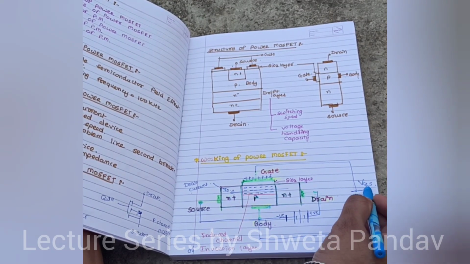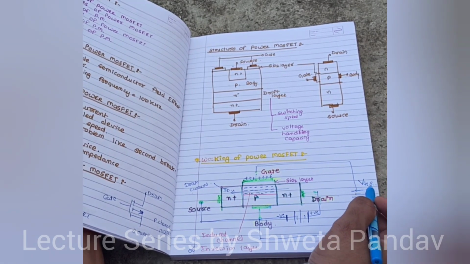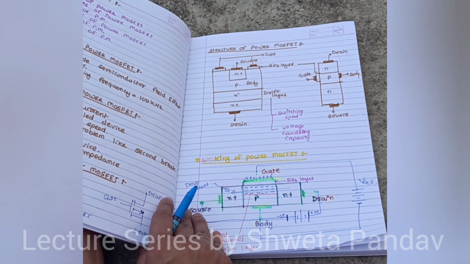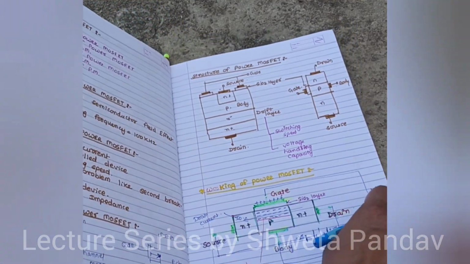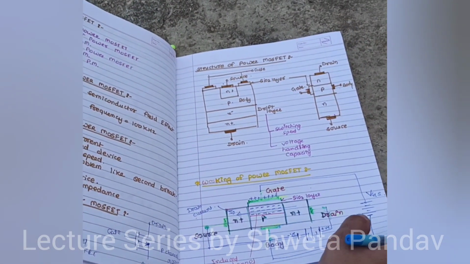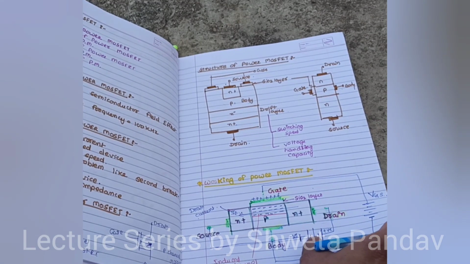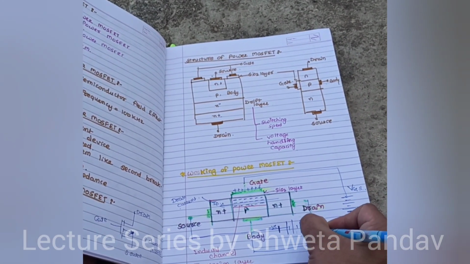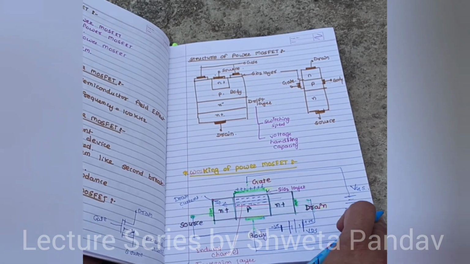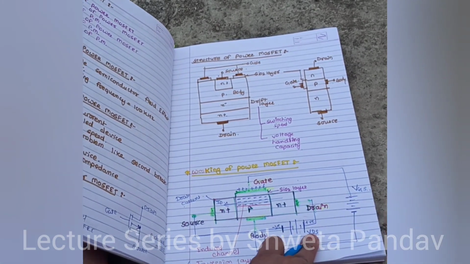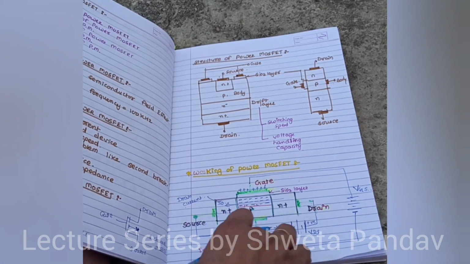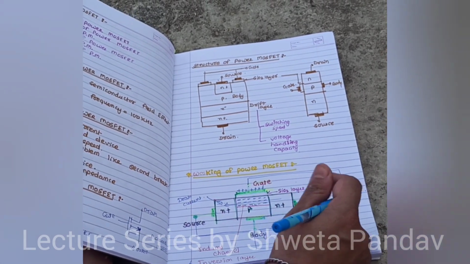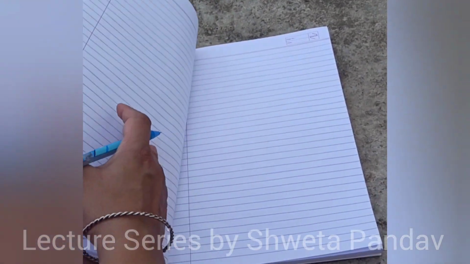Here we are applying the gate and source voltage. Because of gate and source voltage, there is an output voltage, meaning VDS. This is called the drain to source voltage. Because of this input voltage, the output voltage is controlled. So this device is called a voltage controlled device.